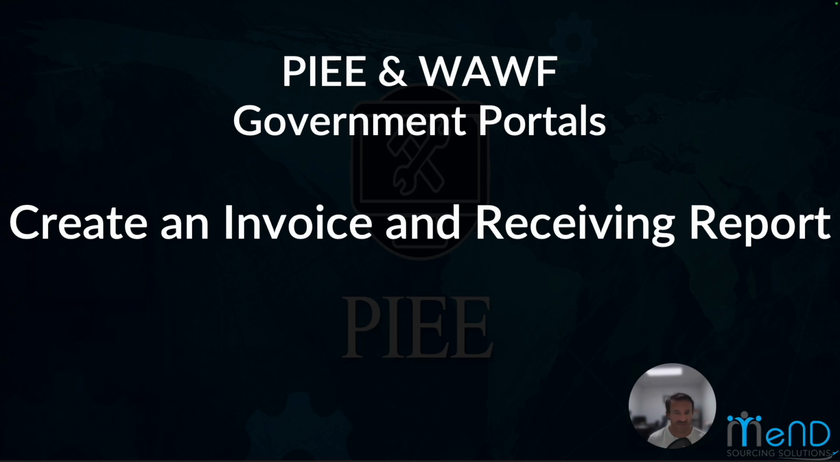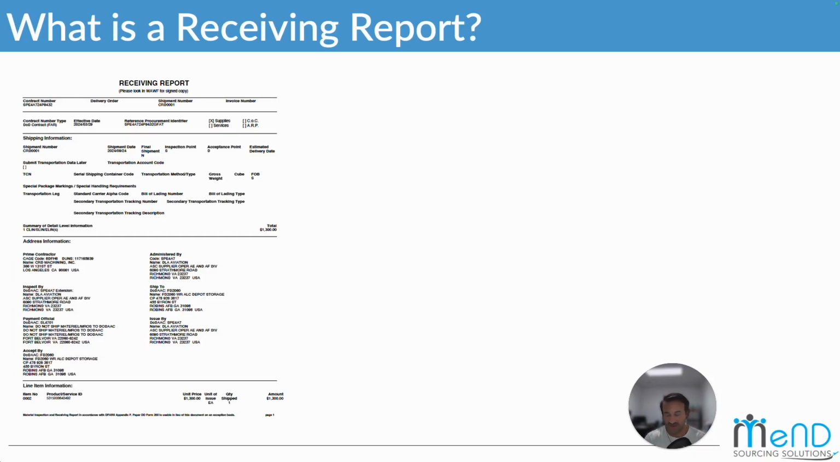Now let's dive into doing just that. Let's go over how to create an invoice and the receiving report. As we do that, the first thing we need to know is, first, what is a receiving report? The document that you see right there is a PDF that's generated after you've completed the PIEE, or going into WAWF, and creating a receiving report.